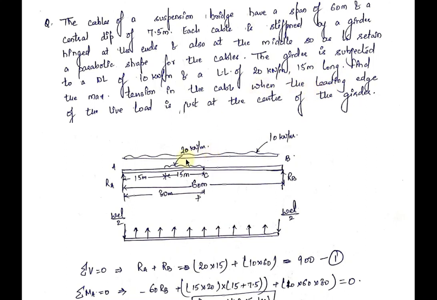Now in the question, the leading edge means the front edge of the UDL of the live load. So we have to find the maximum tension when the front edge of the live load is at the center of the girder. So the length of the live load is 15 meters and we have to put its front edge, or the leading edge, at the center of the girder. So the load positioning will be something like this.